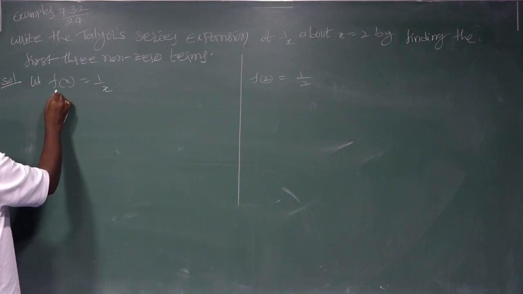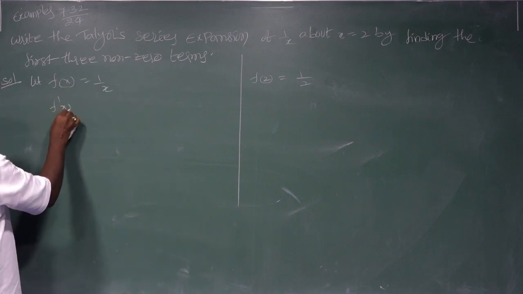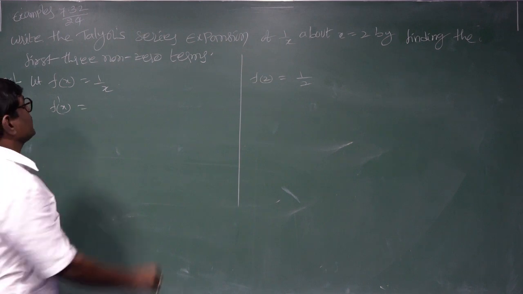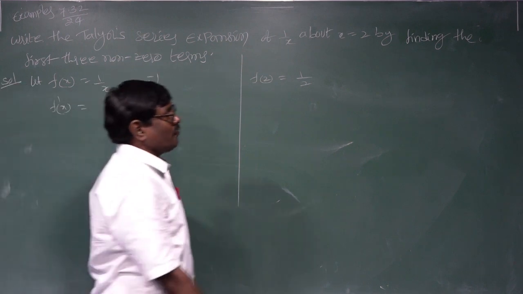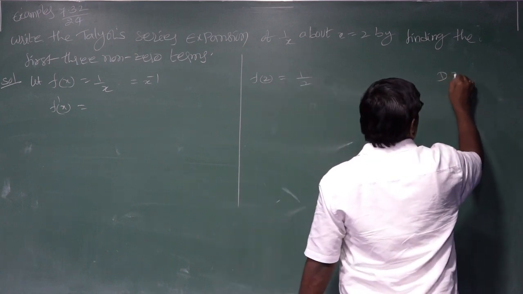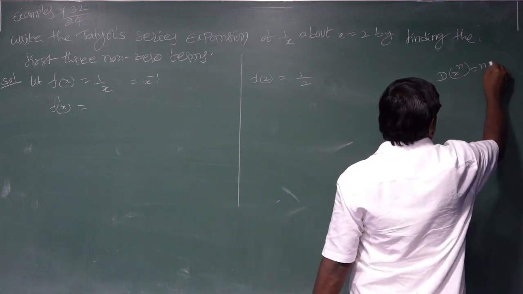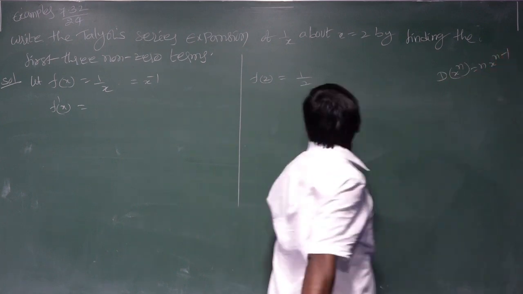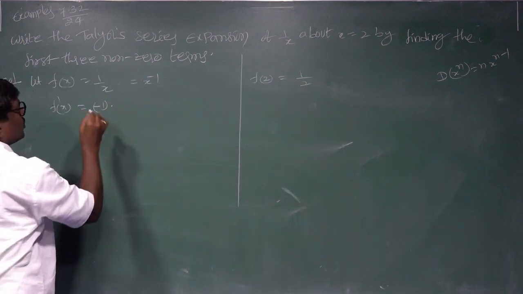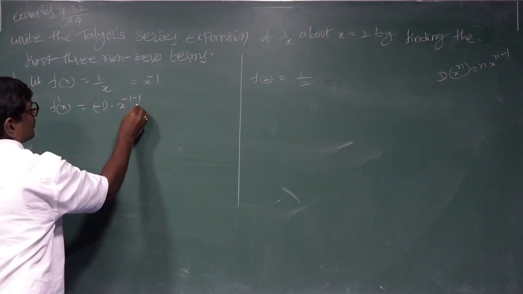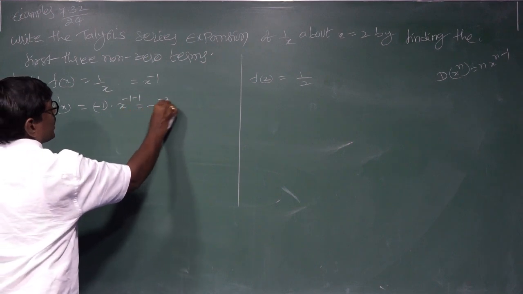Next, the derivative of f(x) equal to 1 by x, which we convert to x power minus 1. The derivative of x power n formula is n into x power n minus 1, where n equal to minus 1, so minus 1 into x power of minus 1 minus 1 equal to minus x power of minus 2.